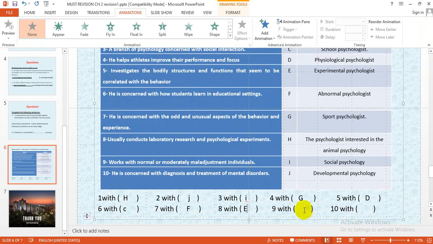We differentiated between the clinical psychologist and the counseling psychologist. If you are dealing with normal or moderately maladjusted individuals, they are clinically free, they don't have any disorder yet, but maybe in the future they do. In that case, we are talking about counseling psychology as the discipline, and counseling psychologist as the professional. But if you are dealing with patients, it is the discipline of clinical psychology and the professional clinical psychologist.